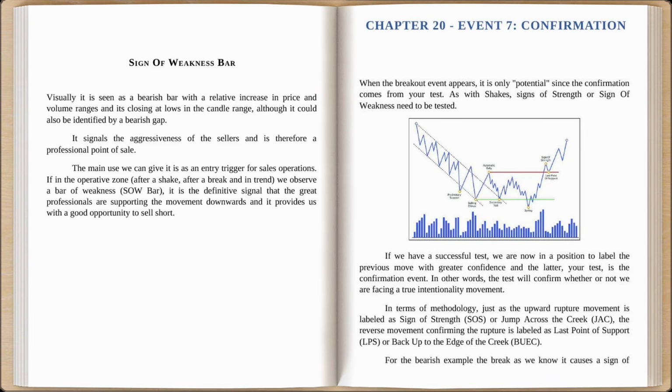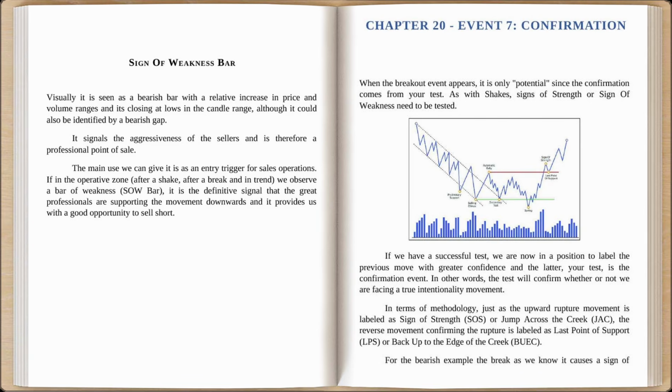In other words, the test will confirm whether or not we are facing a true intentionality movement. In terms of methodology, just as the upward rupture movement is labeled as sign of strength, SOS, or jump across the creek, JAC, the reverse movement confirming the rupture is labeled as last point of support, LPS, or back up to the edge of the creek, BUEC.